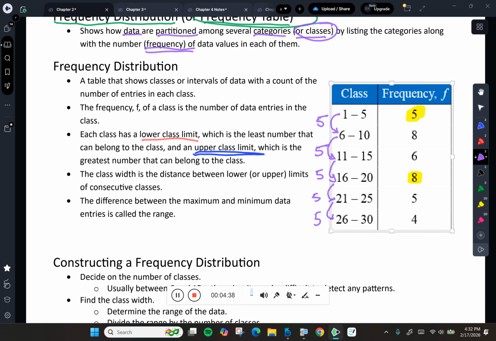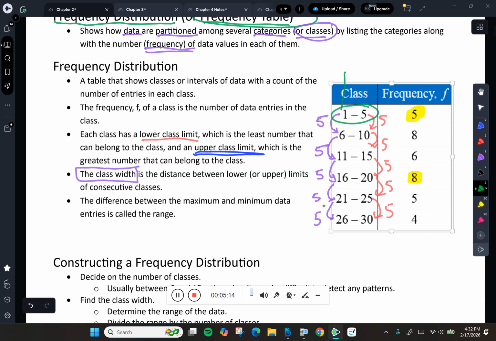Do you see how it's consistent? It's always the same amount? That amount is referred to as the class width. It is the distance between lower or upper limits, because you could argue, hey, this is also 5, 5, 5, 5, and 5. Now, sometimes people will mistakenly think that, well, if that's my class and 5 minus 1 is 4, that means the class width is 4. That's not correct.